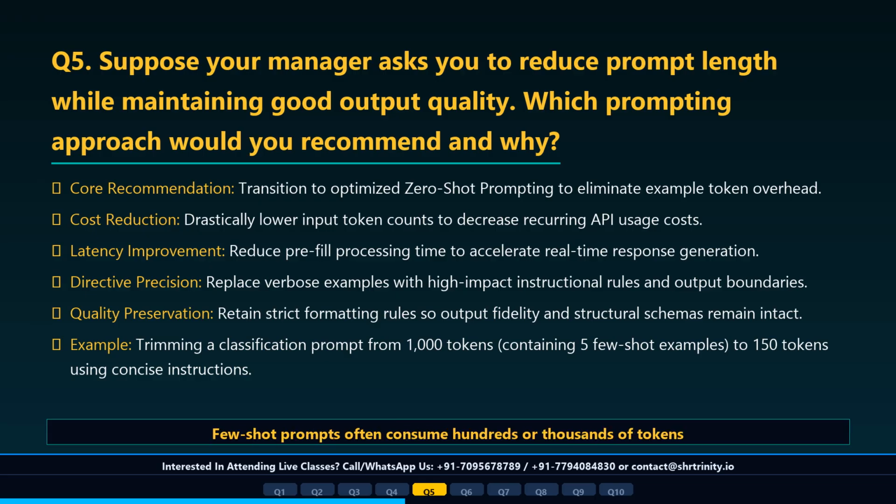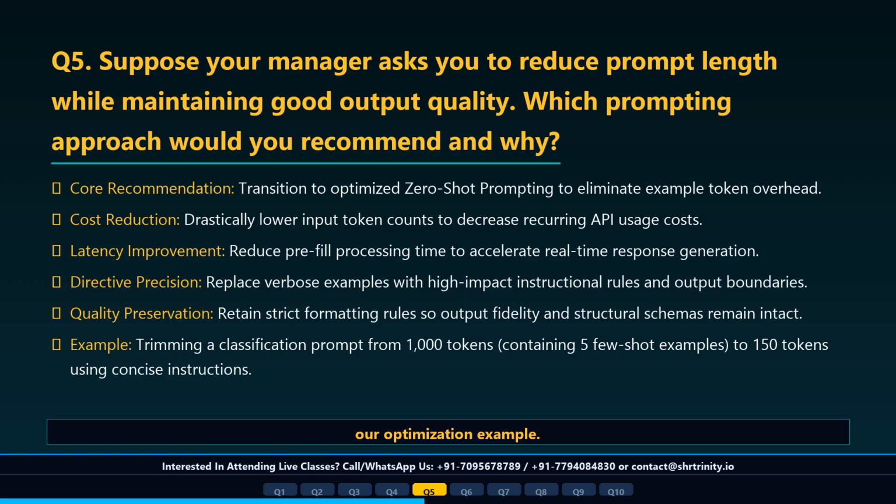Few-shot prompts often consume hundreds or thousands of tokens just demonstrating example outputs. By stripping out those static examples and replacing them with concise, highly targeted zero-shot instructions, you eliminate context window bloat while maintaining strong model performance on standard tasks. Let's look at the financial and performance mechanics using our optimization example.